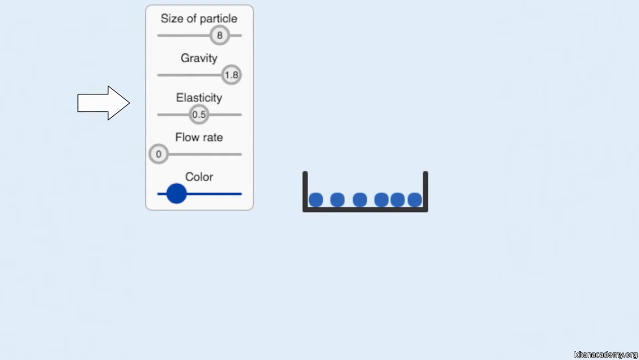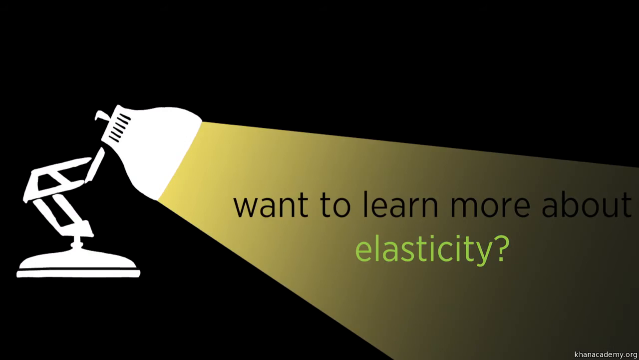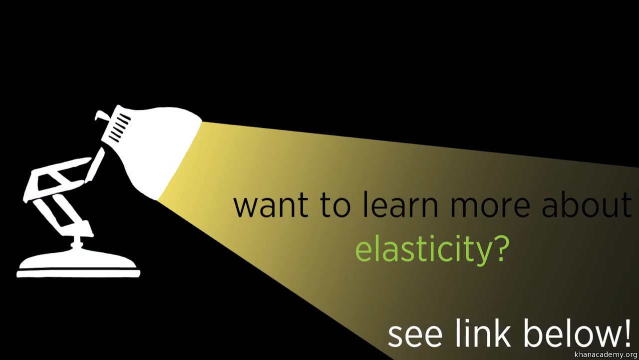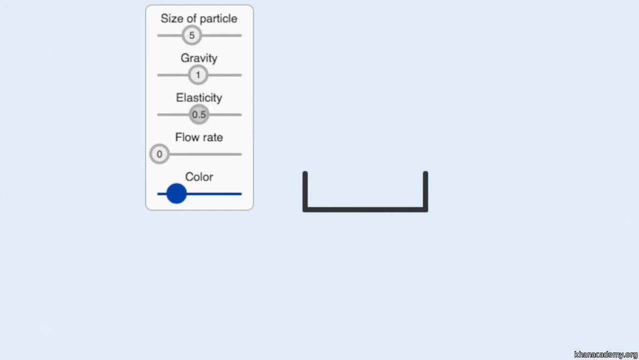We can also control how much energy the particle loses during a bounce by controlling its elasticity. It describes the fraction of energy that is retained when the particle bounces. Elasticity is a number between 0 and 1. A value of 1 means the particle loses no energy.